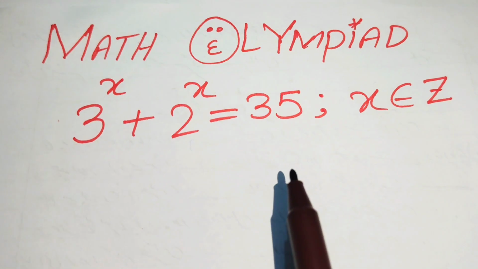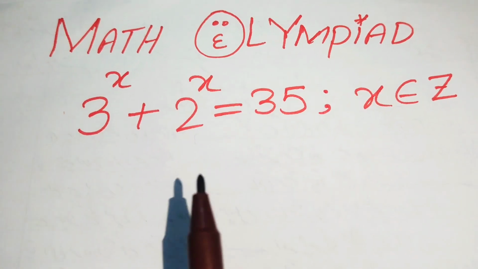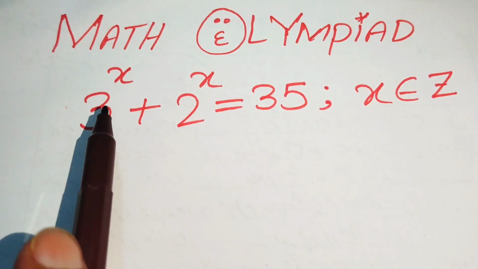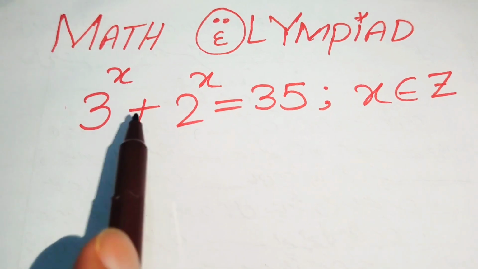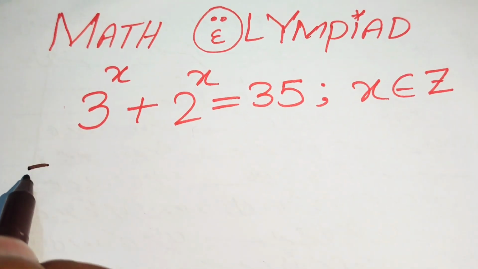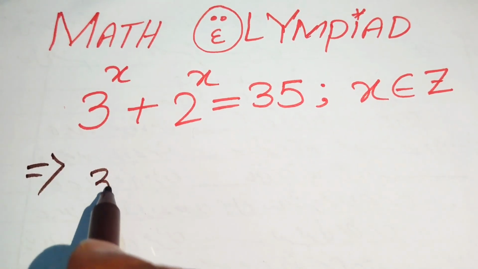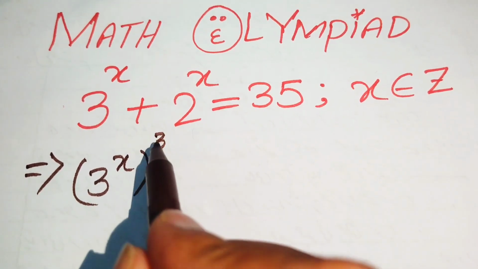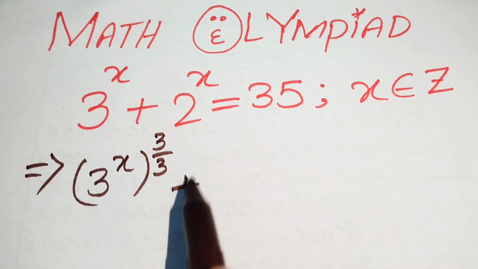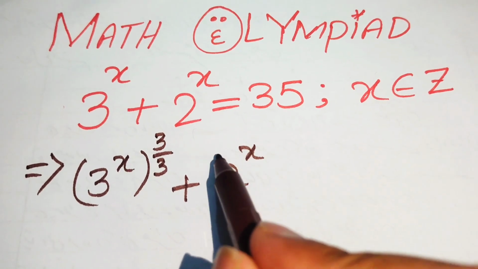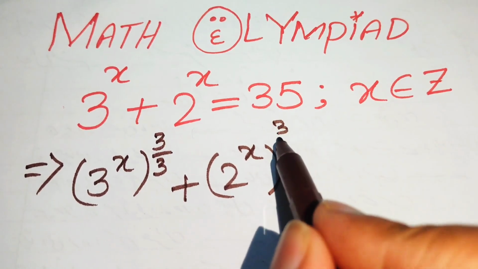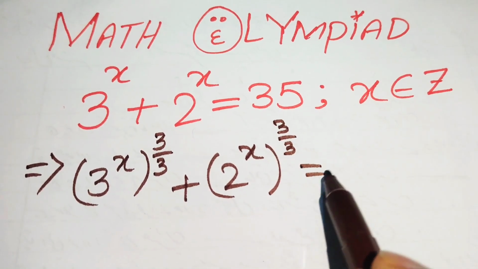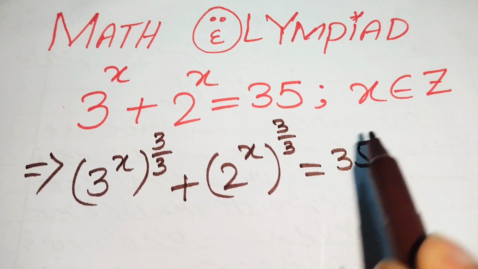So here the very first thing we are going to do is first we multiply and divide the exponent of both of these terms by 3, so that it will be written as 3 to the power of x and its whole power 3 over 3, plus we write this term as 2 to the power of x and its whole power 3 over 3 equals 35.